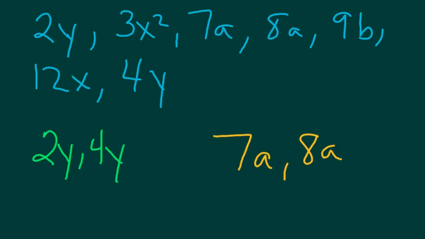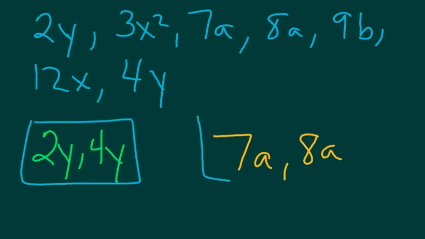Okay, in this list of terms, there are only 2 sets that are alike. 2y and 4y, they are like terms. They are alike. They have the same variable. 7a and 8a, they are alike. They have the same variable. The rest of these terms don't have anything like them.